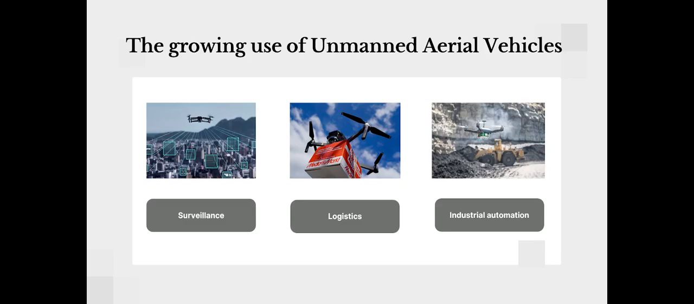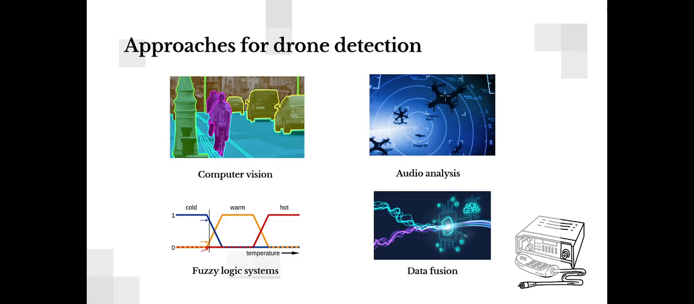UAVs are increasingly used in various industries, such as surveillance in defense and urban monitoring, logistics, including package delivery and inventory tracking, and industrial automation, such as plant inspection and agricultural monitoring. Researchers have explored various machine learning approaches for detecting drones using different sensing methods. Such approaches include computer vision, audio analysis, sometimes even fuzzy logic systems in cases of uncertain environments. There also has been a case for data fusion systems that combine multi-sensor data to improve robustness and accuracy.